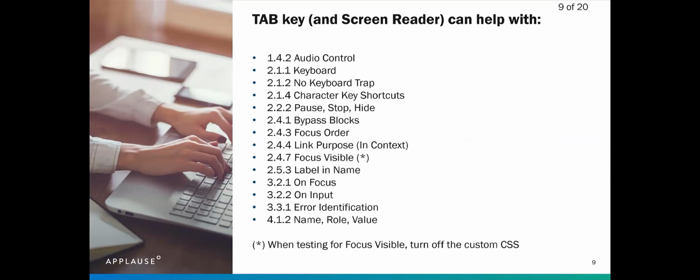Bypass blocks. There was a skip link on the Amazon site. Link purpose we didn't see. Focus visible. We always had the custom one turned on. Label and name was almost a problem. You can only really catch that when you're running with a screen reader as well. It was almost a problem on the Amazon site, but they actually did it correctly. So we actually saw quite a few of these issues here.